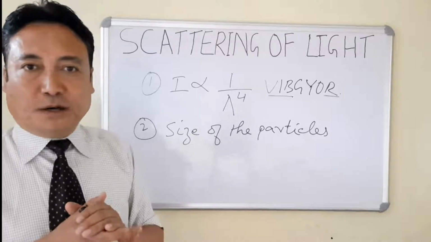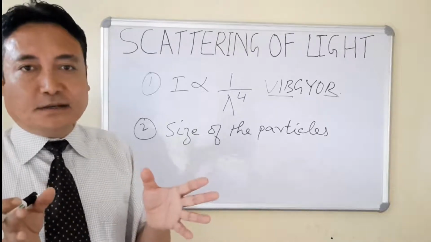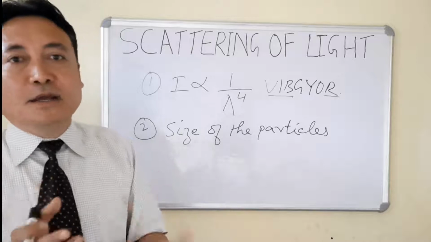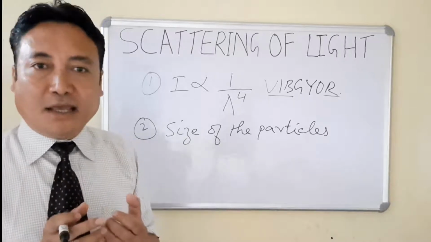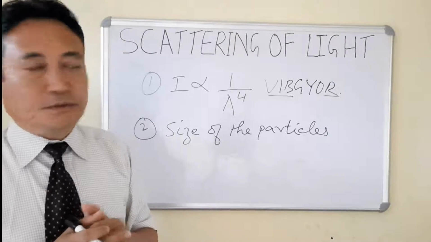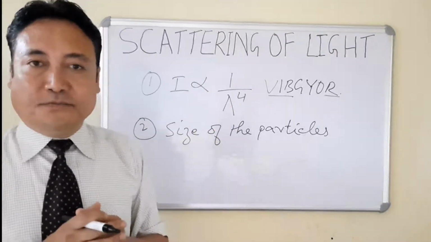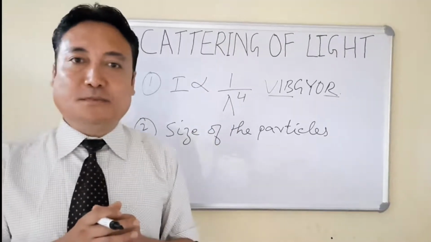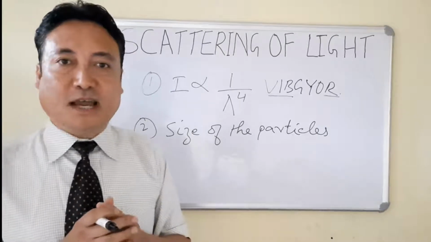So what will happen when the blue light gets scattered, that scattering of blue light will enter our eyes, and therefore we will see the color of the sky as blue. So this is how we can see the color of the sky blue. So this is based on scattering of light.